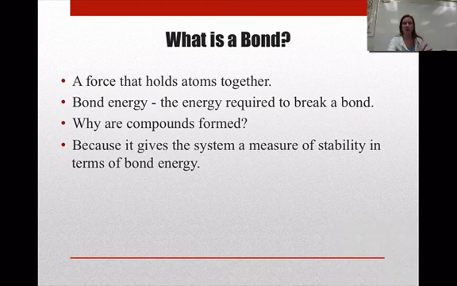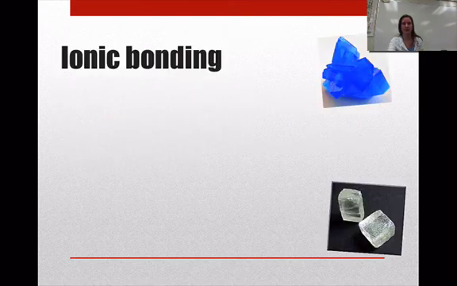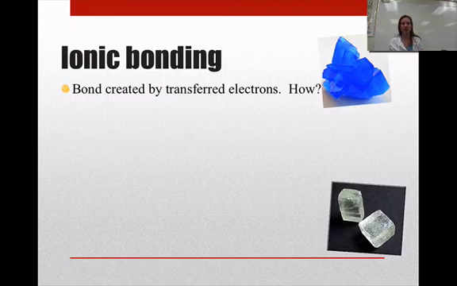There's two types of bonds we're going to look at for compounds, ionic and covalent. Let's start with ionic. Cut and dry, an ionic bond is a bond that's created when you transfer electrons from one atom to a new atom.